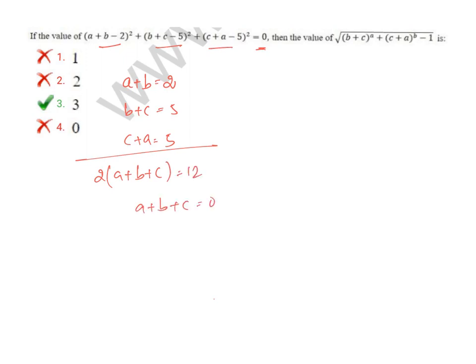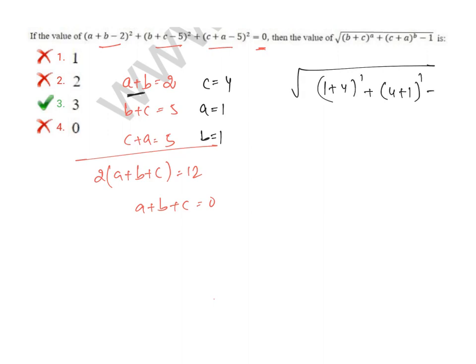Let's find out what is the value of a, b, c. What is missing is c, therefore c is 4. A is missing, that is a is 1, b is missing, b is 1. So c is 4, a and b are 1 and 1. So 1 plus 4 to the power of 1. Again, c is 4, 4 plus 1 to the power of 1 minus 1. 5 power 1 plus 5 power 1, that is 10 minus 1. Root of 9 is nothing but 3 here.